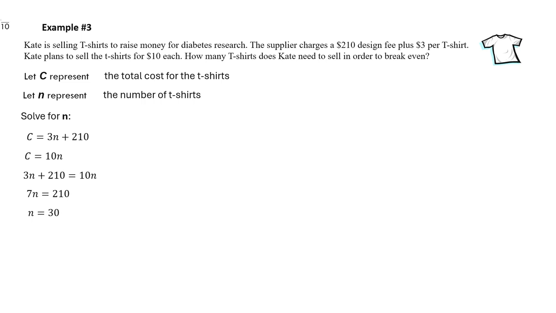Once we have this value, then we can take the 30 and plug it back into one of the initial equations and solve for C. So we could say cost equals 10 times 30, giving us a value of 300 for C. Now we have a point of intersection, 30, 300.